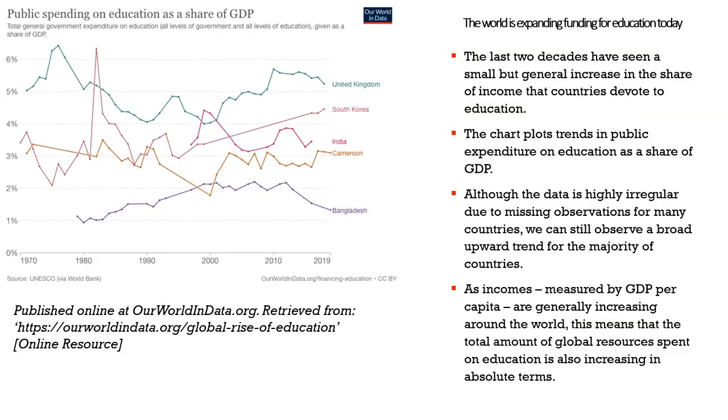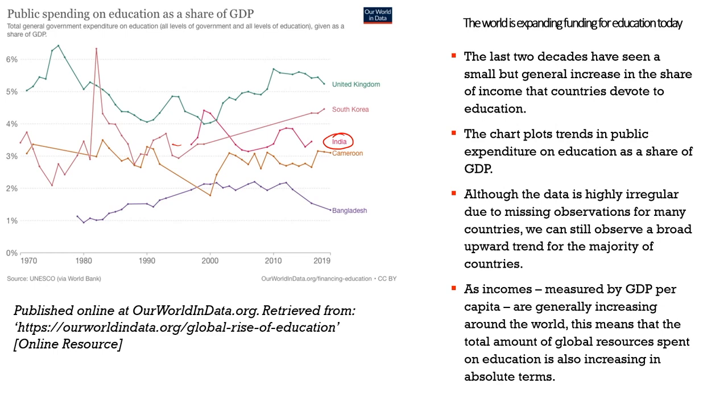Now, the fact remains that the world is expanding funding for education even today. If you look at India's position in this graph, you would see that for a large part of the period the data is missing for India, but the share of public spending on education as a share of GDP has been fluctuating. But if you look at the trend, it is mostly increasing, though it is still much lower compared to many industrialized countries.